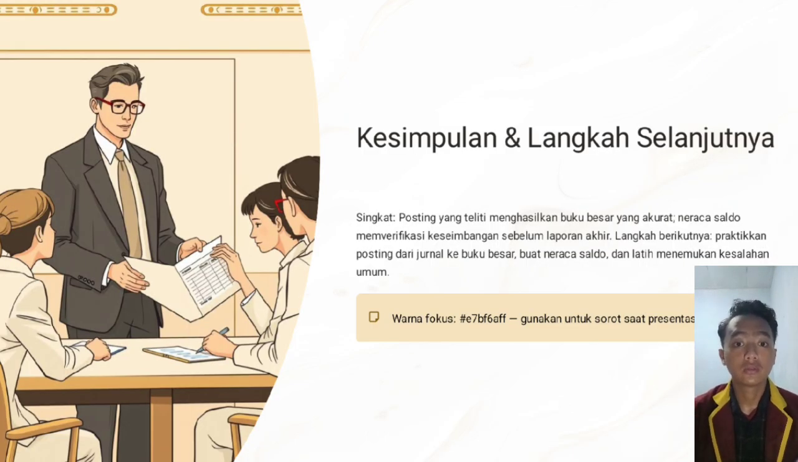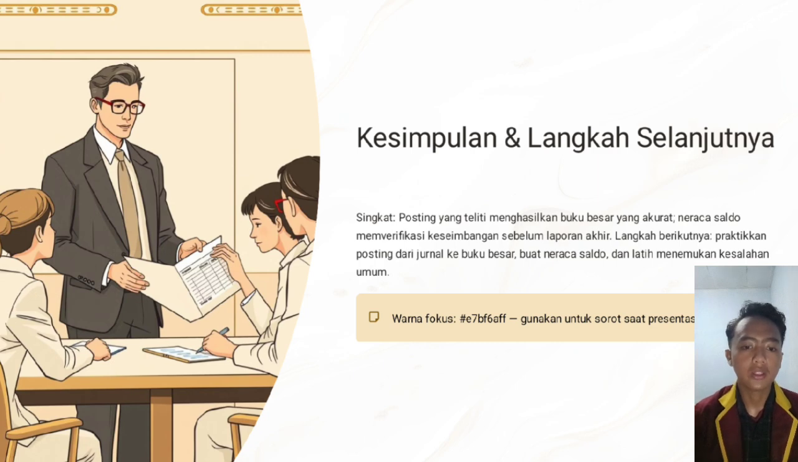And then, finally, conclusion and next steps. Carefully posting leads to accurate ledgers, and the trial balance helps verify equality before preparing final reports. Next steps: practice posting from journal to ledgers, prepare a trial balance, and train yourself to detect errors in general ledgers.